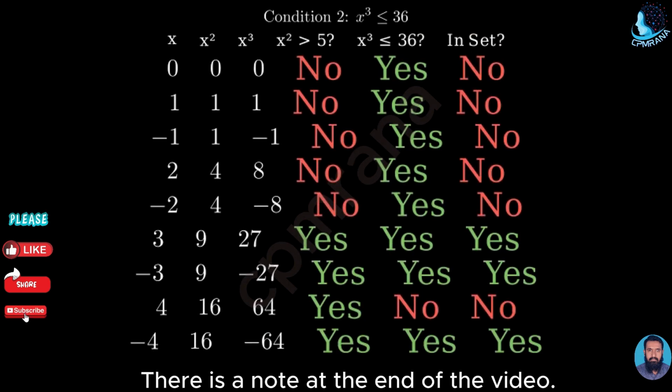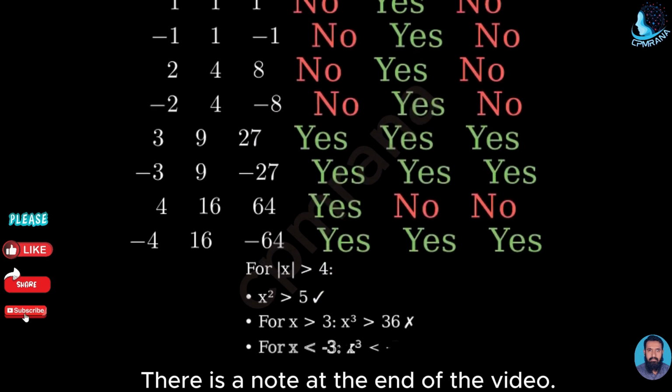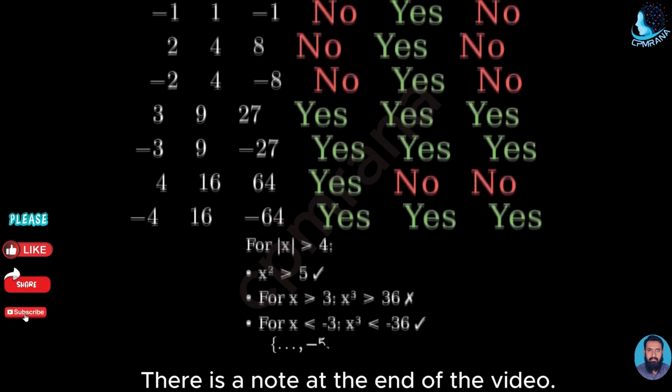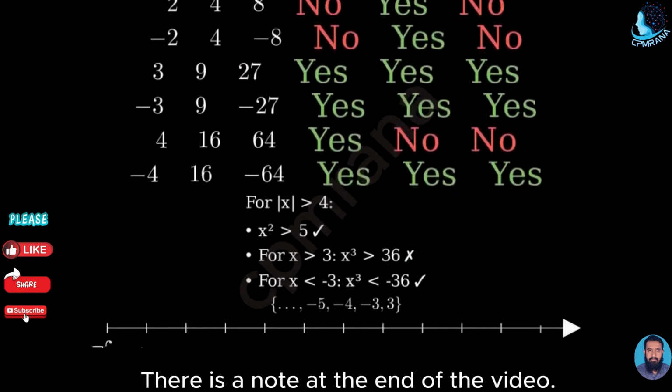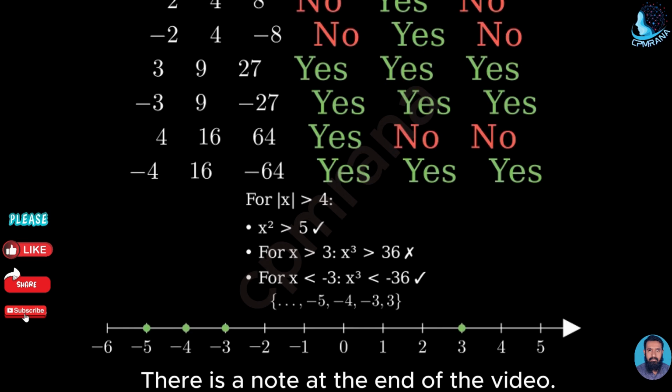Looking at our pattern, we can see that for any integer with absolute value greater than 4, x squared will be greater than 5, satisfying our first condition. However, for positive integers greater than 3, x cubed will be greater than 36, failing our second condition. Therefore, our set in roster form includes negative infinity up to negative 4, negative 3, and positive 3. We can write this as the set containing dots, negative 5, negative 4, negative 3, and 3.